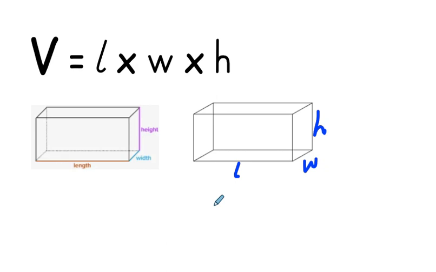Now go on and move on to your math assignment and do the worksheets on cubes with rectangular prisms using this formula to find volume. Volume equals length times width times height.